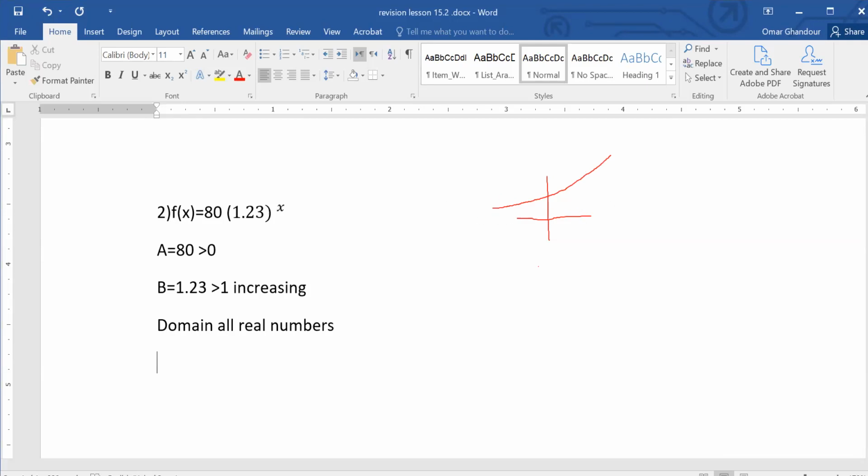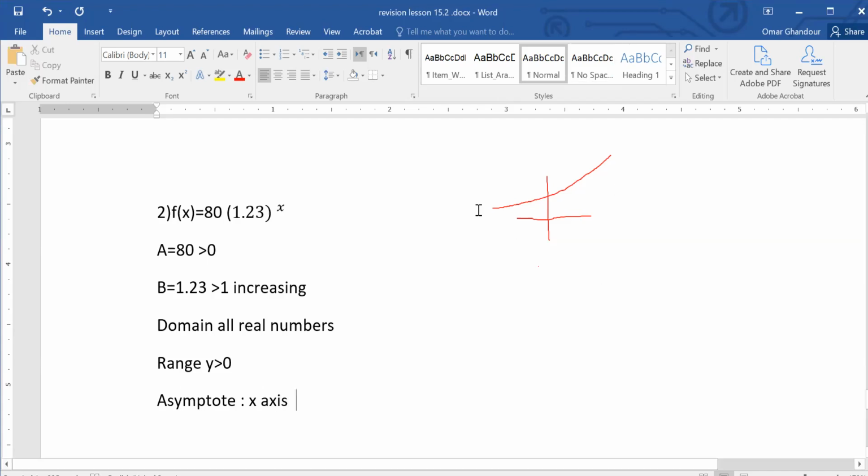What about my range? Range again is starting from 0 going to infinity. That's why I'm telling him y is greater than 0, but I will not put an equal. And then what about the asymptote? The asymptote will never change, guys. It's always the x-axis.